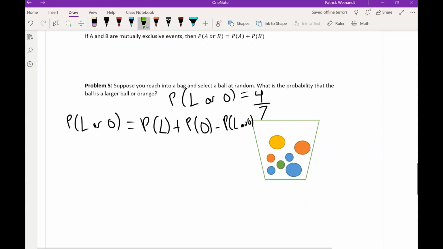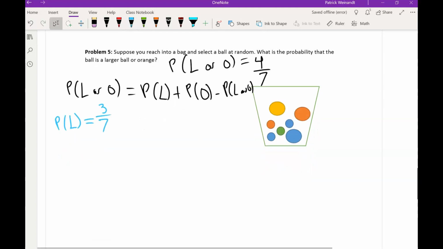What's the probability of getting a large ball? And the answer is, there's 1, 2, 3 large balls out of a total of 7. That's a 3 in 7 chance. What's my probability of getting an orange ball? Well, there are 2 orange balls, so that's 2 in 7.